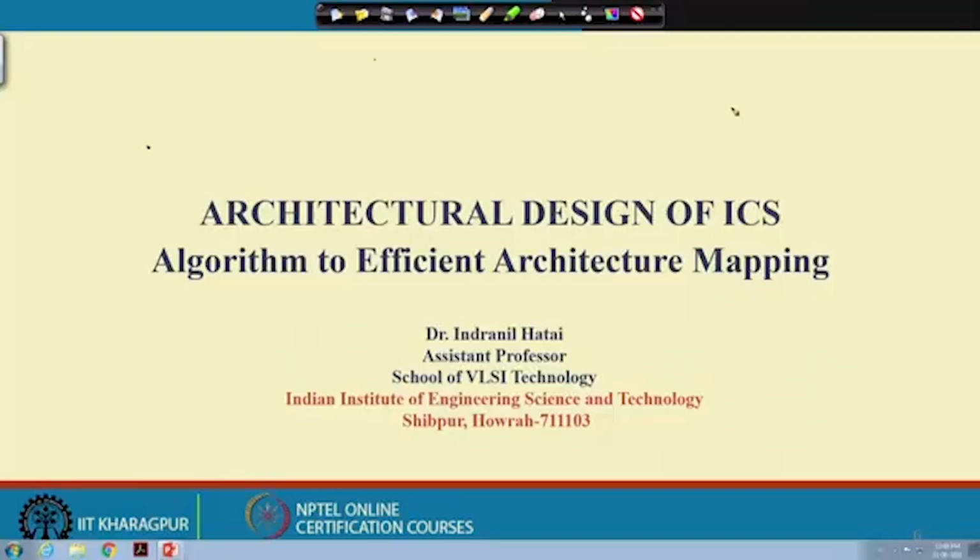Welcome back to the course on architecture design of ICs. So, here we are continuing with the efficient architecture design from the algorithm, how efficiently we can implement the architecture. There are different styles of implementation, that means the architecture will be different if we are considering speed efficiency, or power as a major constraint, or area as a major constraint.